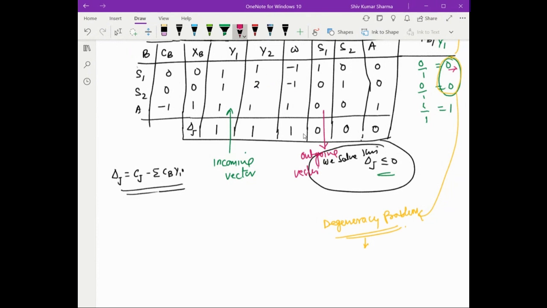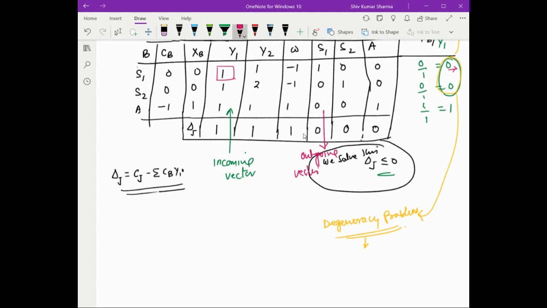So we see the incoming and outgoing vectors, and that means the intersection, which is 1. Intersection means you draw the line from S1 and draw the line from Y1. The element where the lines intersect is known as the pivot element. So this one is the pivot element.